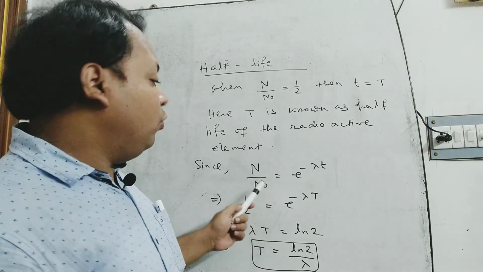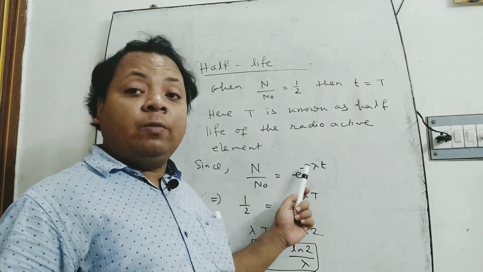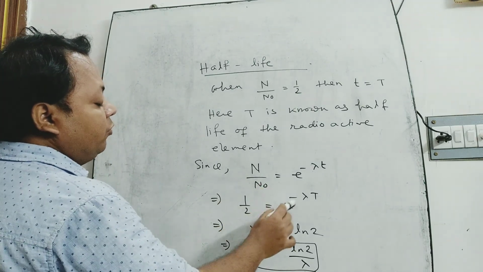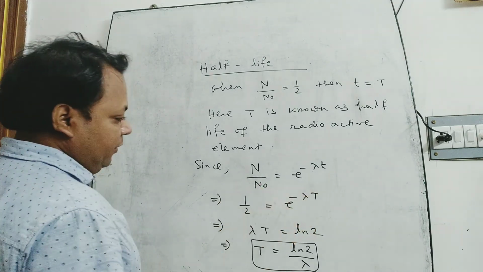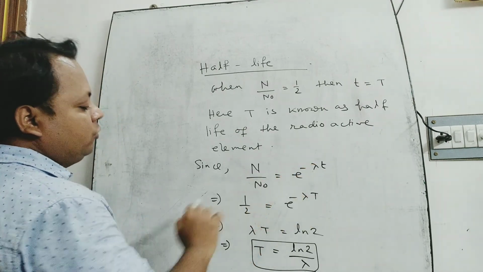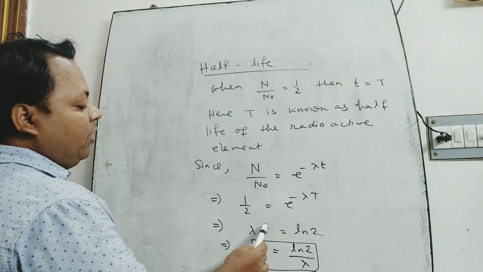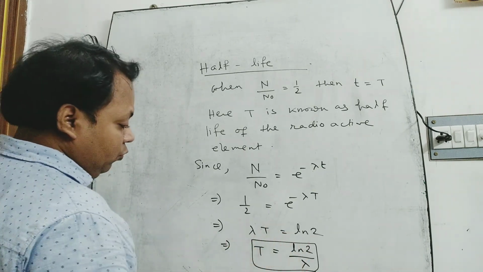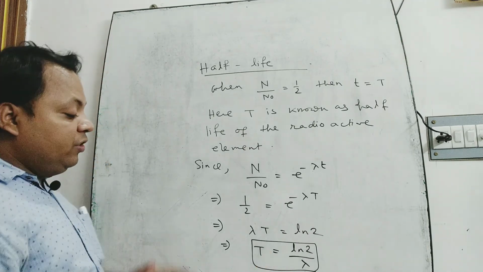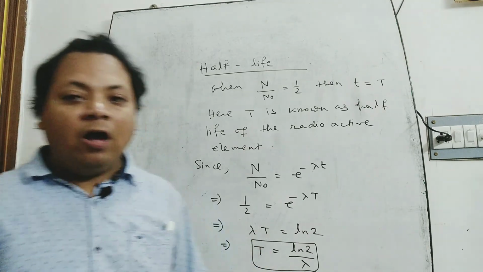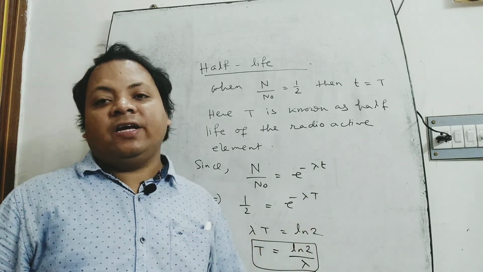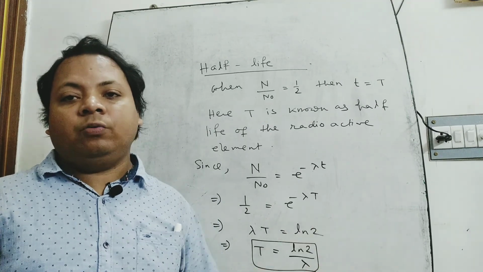Since we know N by N0 is equal to e to the power minus lambda t, therefore half is equal to e to the power minus lambda into capital T, since at small t equal to capital T, N by N0 is equal to half. This gives lambda into capital T is equal to ln2. This gives capital T is equal to ln2 by lambda. This is the expression of half-life, or the relation between half-life and decay constant of a radioactive element.